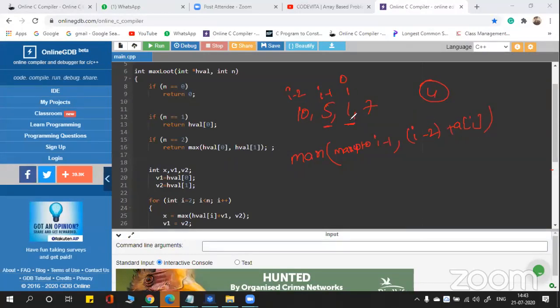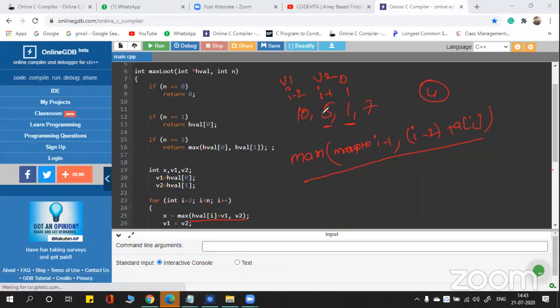If I'm considering I minus 1, I should not take I. If I'm taking I minus 2, then I can take a of I. That's what we discussed, and that is what I wrote here also. So if I'm considering I, V1 will store up to I minus 1, and V2 will store up to I minus 2. So this value will be V2 and this value will be V1.